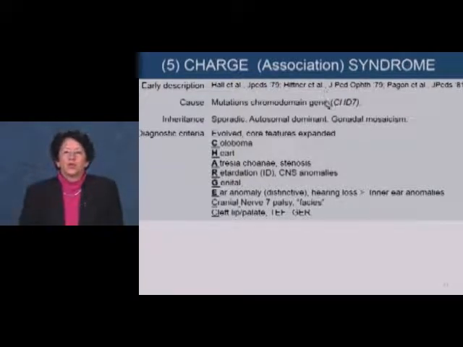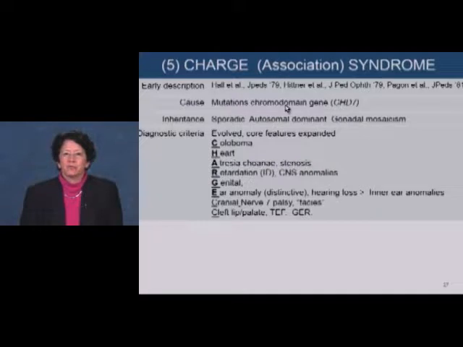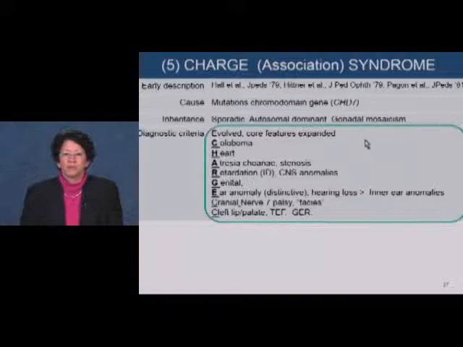And now we know that there's a causative gene. It's called CHD7. CHD does not mean congenital heart defect. It refers to a type of gene. It is sporadic. It is dominant. There are examples of gonadomosaicism where the parents seem to not have the gene, but they will have more than one child with it.